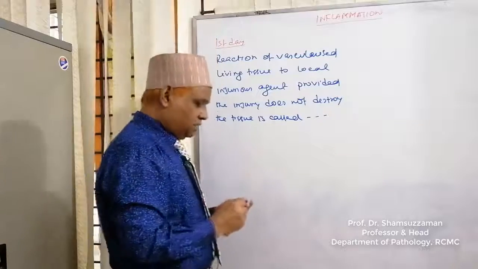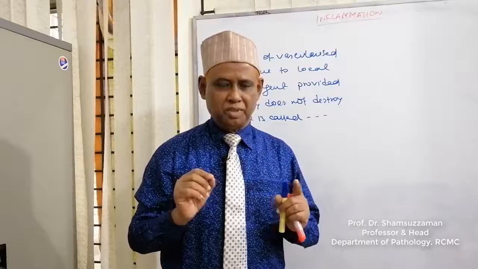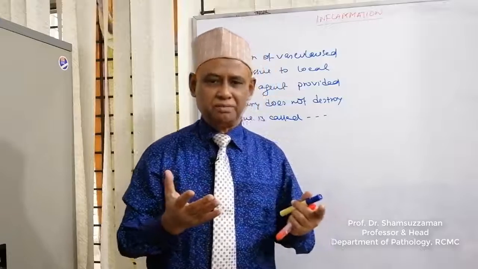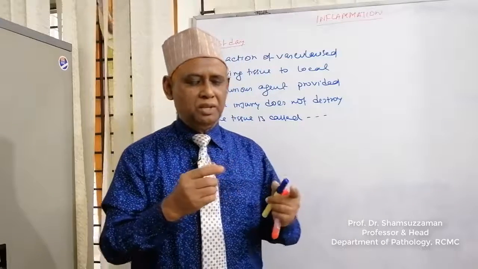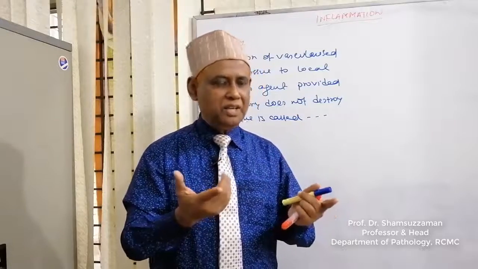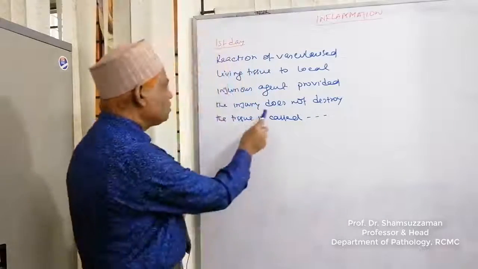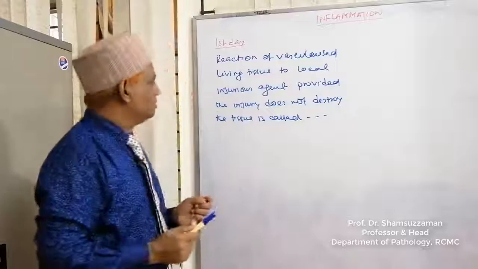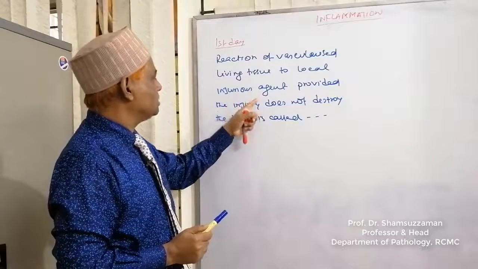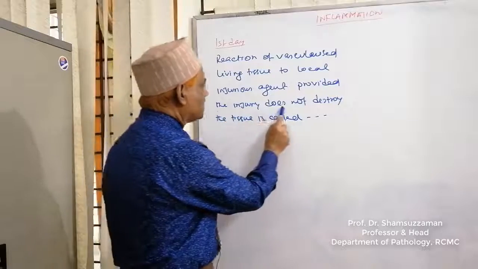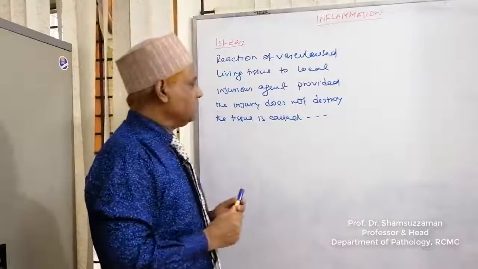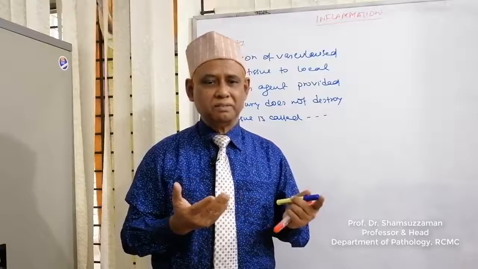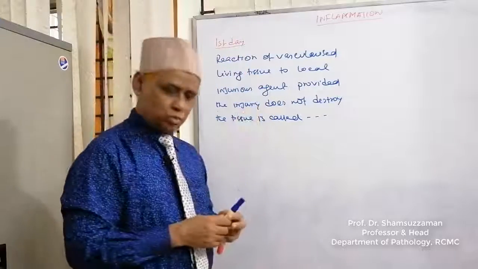Again, if we disturb a vascularized living animal, the animal will react. If the injurious agent destroys or kills the animal, it will not react. So if the injurious agent destroys the tissue, it will not react. So the reaction of vascularized living tissue to local injurious agent, provided the injury does not destroy the tissue. Again, if we disturb a dead animal, it will not react. So this is the reaction of vascularized living tissue.